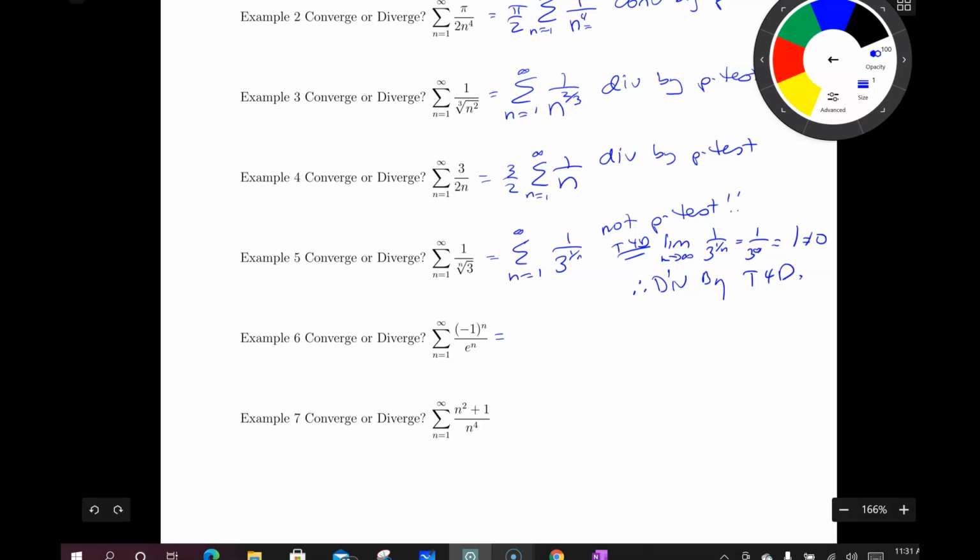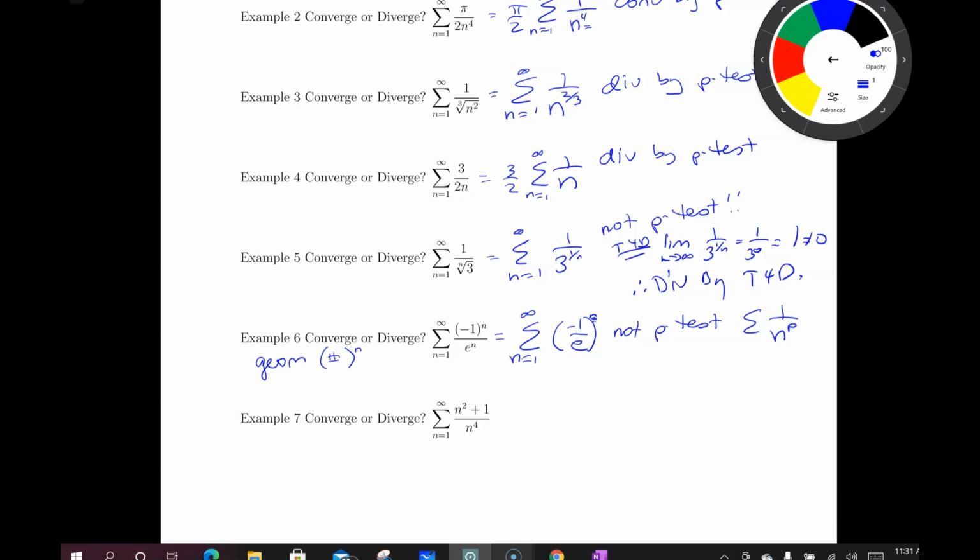Okay, this one here, this is the same thing. All this could be written as to the nth power. Wait a minute, that's not the p-test. The p-test has to be 1 over n to the p, the nth, not nth power. What is nth power? Oh, that's geometric. So geometric is when I have a number to the nth power. So if I look at this, I can see that the a is negative 1 over e. The r is negative 1 over e.